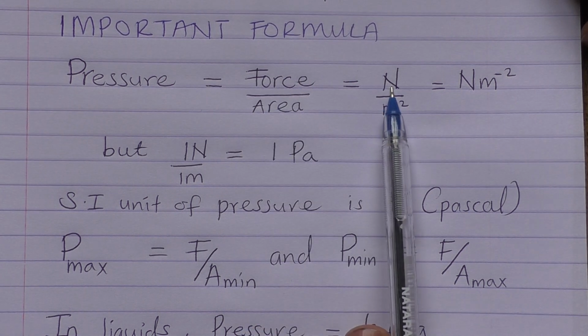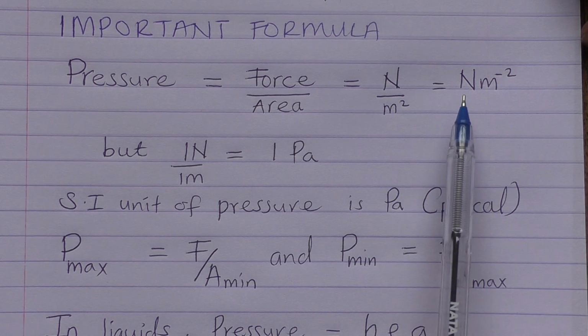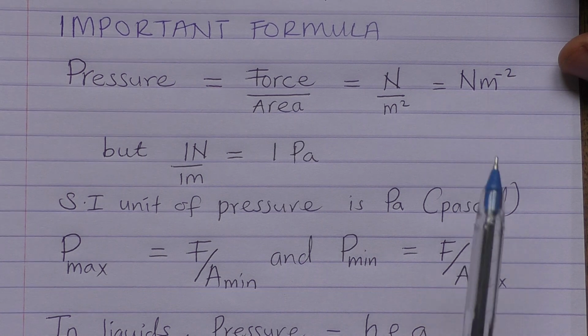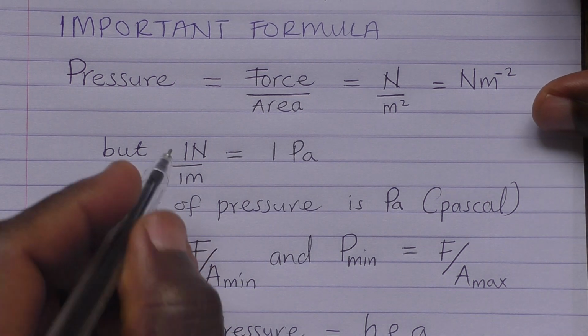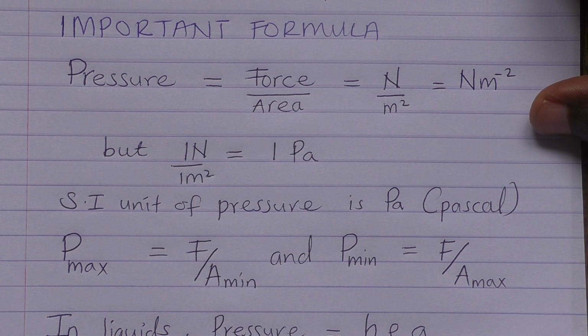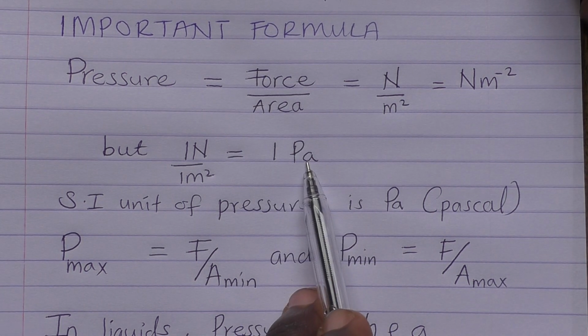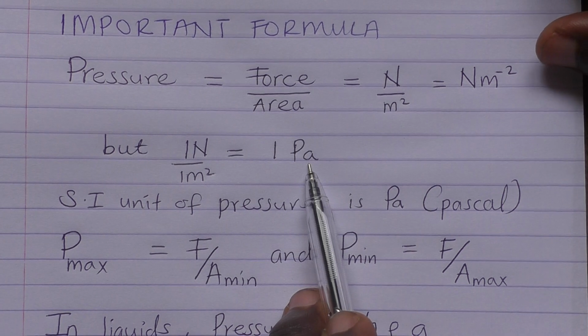Since force is in newtons and area is in square meters, therefore one of the units of pressure is newtons per square meter. However, when I divide 1 newton by 1 square meter, I get 1 Pascal. So Pascal is the SI unit of pressure. And that means that it is very important for you to get the definition of a Pascal. Please do that.